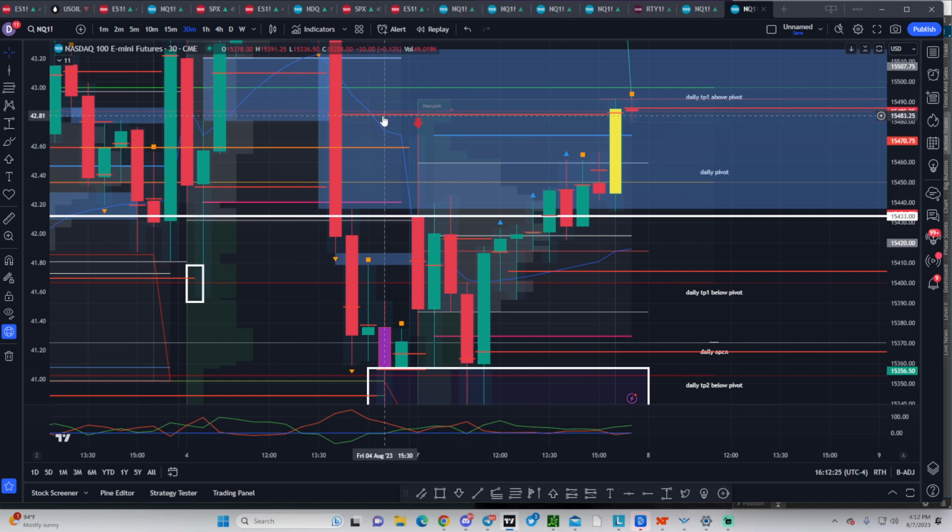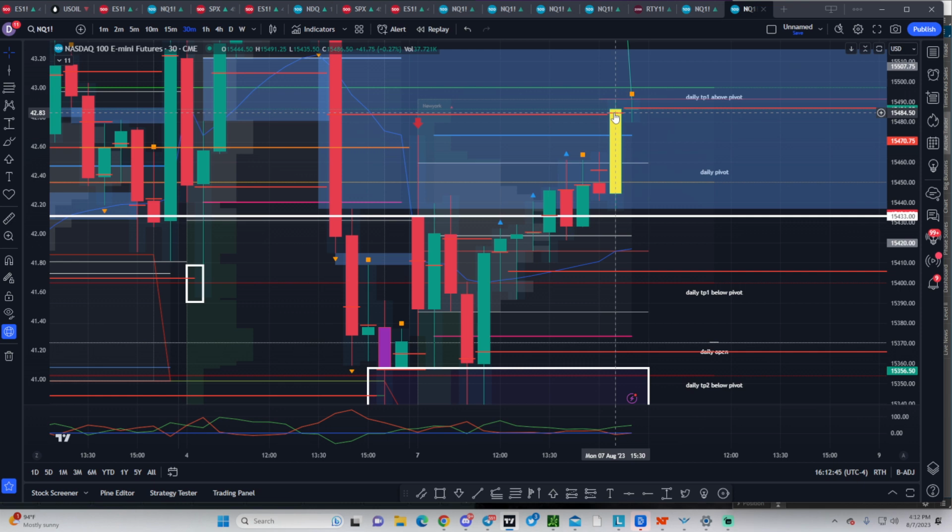This line is like a pink line right here. That is a 4-hour POC. That is exactly where the market closed. I was trading with my son, and I told him that we were going to hit 472, and above 472, we were going to get to 497. We just came close to 497.